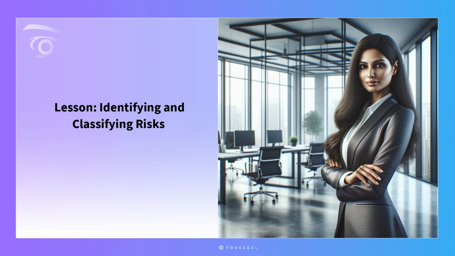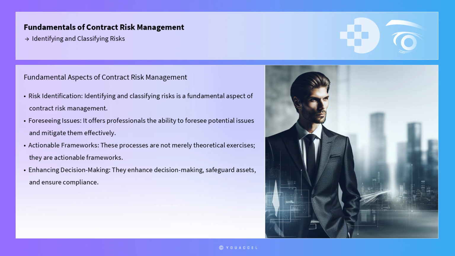Lesson: Identifying and classifying risks. Identifying and classifying risks is a fundamental aspect of contract risk management, offering professionals the ability to foresee potential issues and mitigate them effectively. The insights gained through risk identification and classification enable organizations to navigate complex contractual landscapes with confidence. These processes are not merely theoretical exercises, they are actionable frameworks that enhance decision-making, safeguard assets, and ensure compliance.